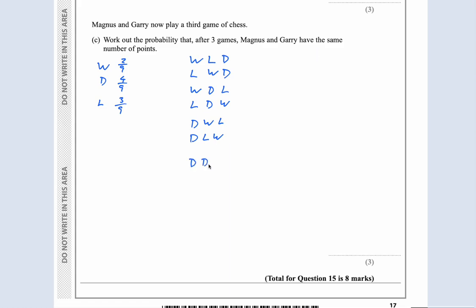Okay, now the win, loss, draw is going to be 2/9 times loss 3/9 times draw 4/9. And this is equal to 2 times 3 times 4, which is 24, over 9 times 9 times 9. Definitely use your calculator, guys. I happen to know that because, well, I just happen to know it. It's 729.